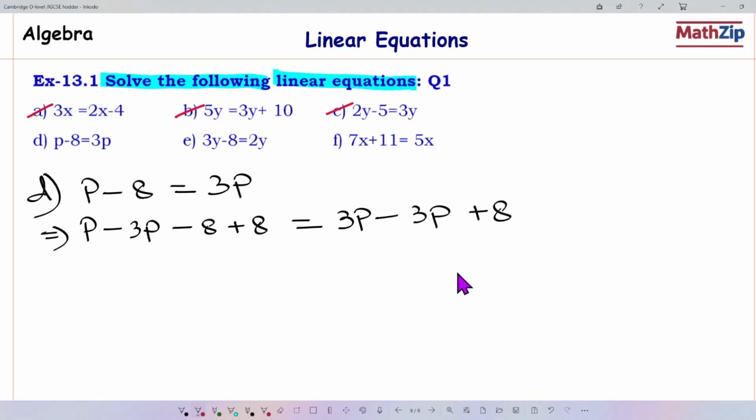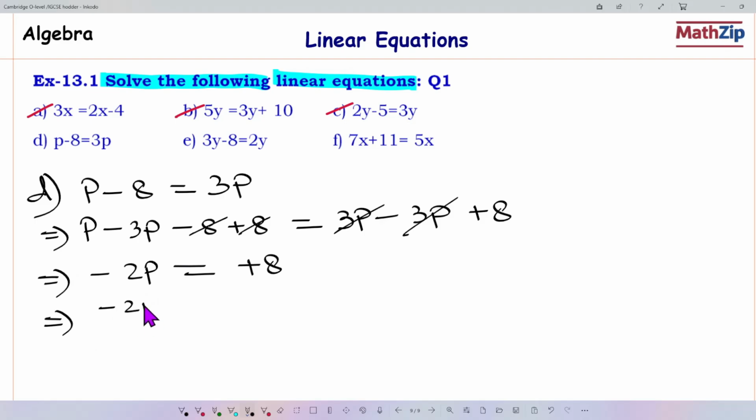So everything is okay. Now we can write p minus 3p, it will be minus 2p, minus 8 plus 8 cancels out, equals 3p minus 3p cancels out. So here is only plus 8. Now we will divide both sides by minus 2.